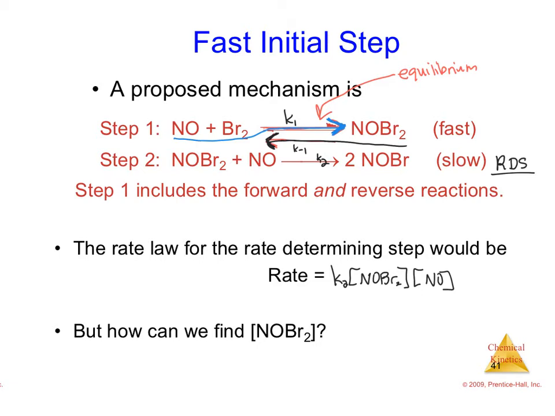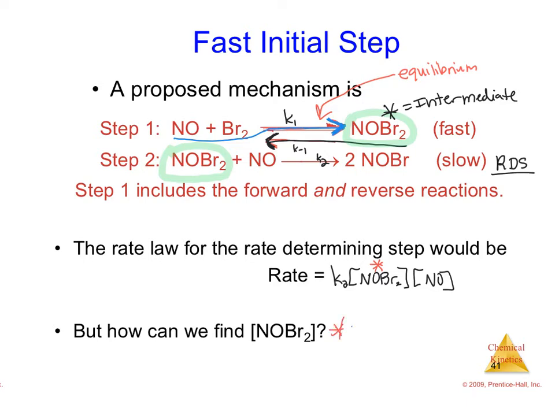What we notice is that NOBr2 is produced in step 1 and consumed in step 2. That tells me that NOBr2 is an intermediate. And intermediates, I'm going to notate with a star. You cannot control the concentration of intermediates in the reaction that you're performing in lab. So we need to eliminate NOBr2 from this rate law.